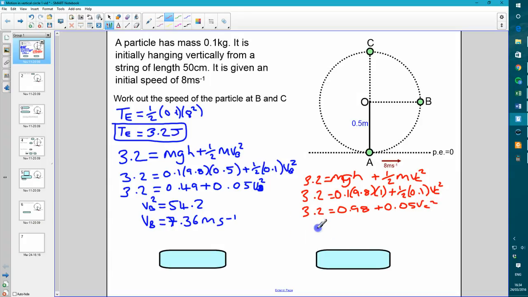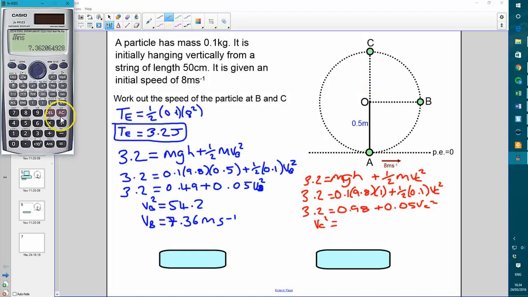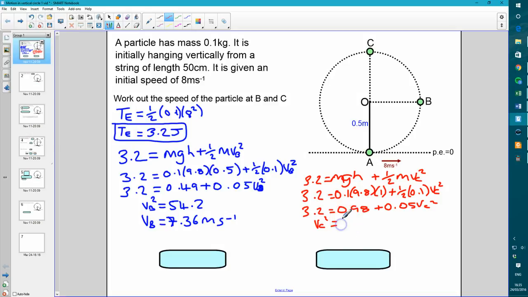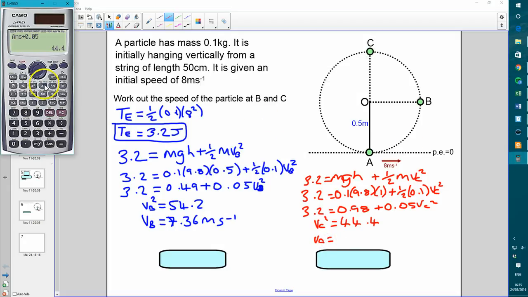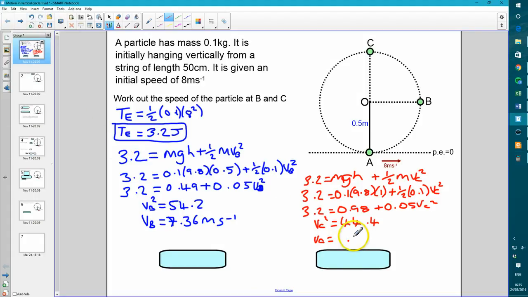So to work out the velocity of c squared, that's going to be equal to 3.2 take away 0.98, and divide that by 0.05, and that gives us 44.4, which means that the velocity at c is going to be equal to the square root of that, and that gives us 6.66 meters per second.